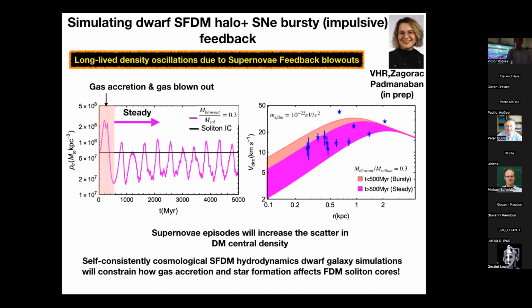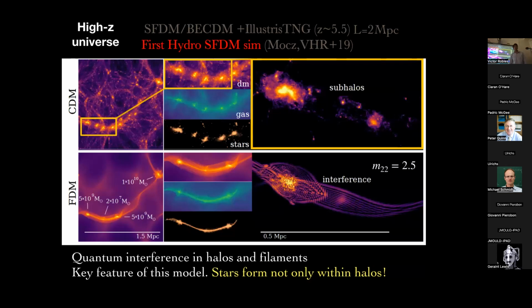Of course, we want to do self-consistent simulations to understand how the gas and dark matter evolve in this model. One of the attempts to do this is with this type of simulations that are mostly cosmological. And this is also at high redshift, not, unfortunately, at low redshift. But you can already see very big differences.